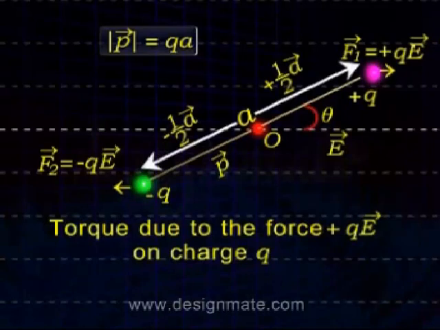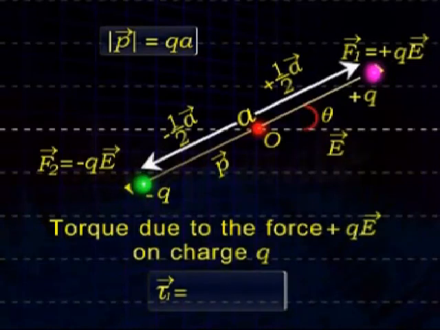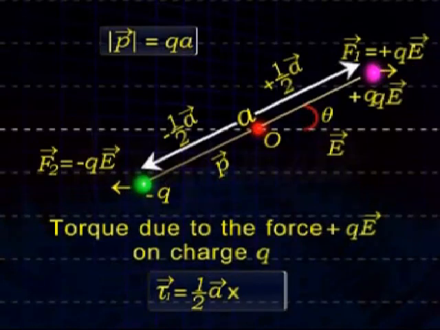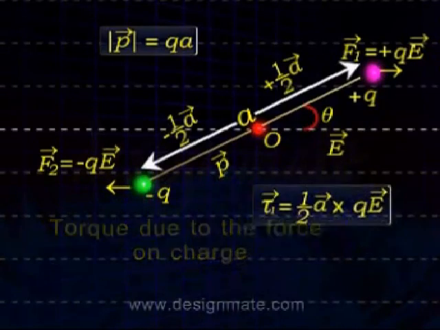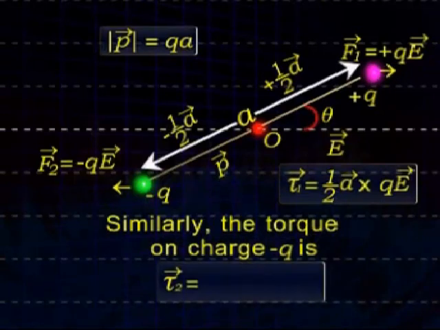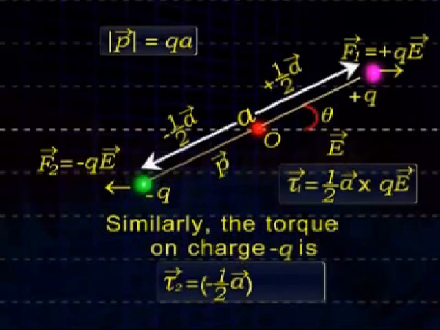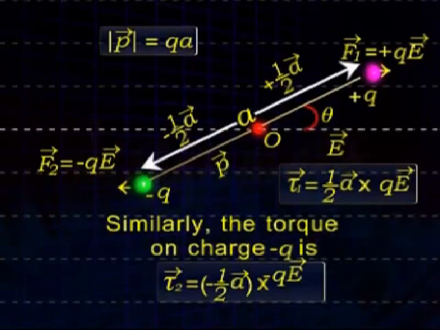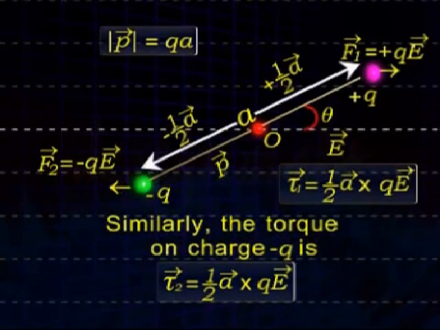The torque due to the force Q vector E on charge Q, vector tau 1, is equal to half vector A into Q vector E. Similarly, the torque on charge minus Q, tau 2, is equal to minus half vector A into minus Q vector E. Therefore, tau 2 is equal to half vector A into Q vector E.